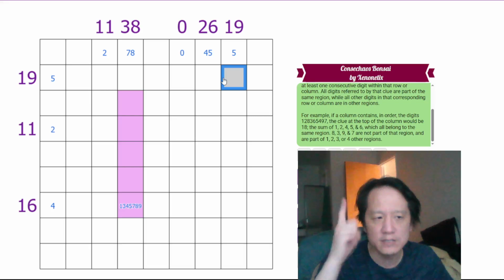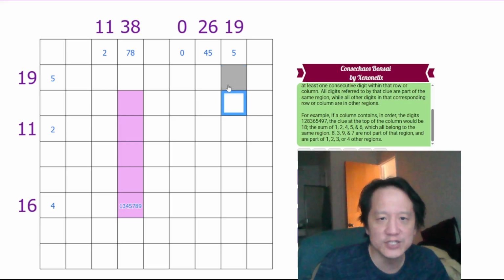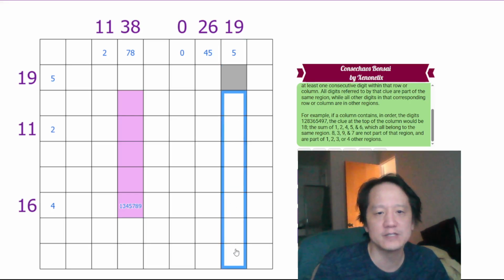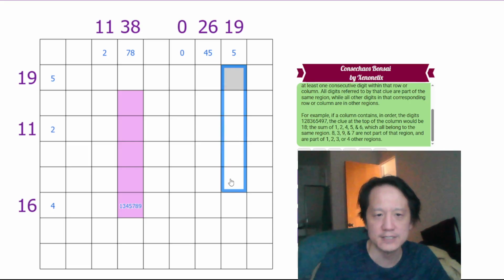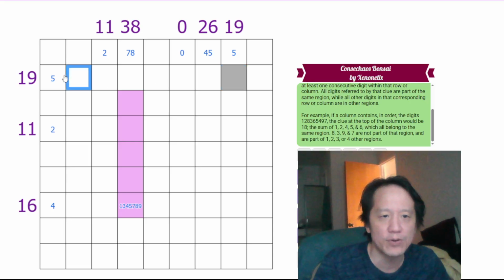But because of that, if this digit were 1, 2, 3, 6, 7, that would eliminate the set of 1, 2, 3, 6, 7 in the rest of the column, unless these are the same sets. But these can't be the same sets because they require 1, 2, 3, 6, and 7. So this cannot be part of the region here.